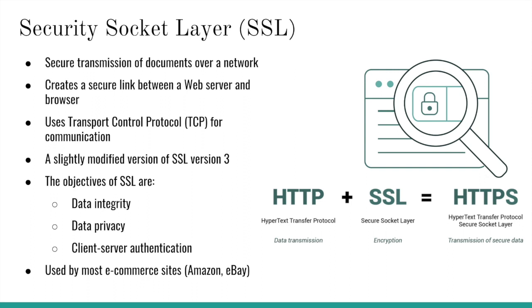The objectives of SSL are data integrity, where data is protected. Data privacy is ensured through a series of protocols, including the SSL Record Protocol, Handshake Protocol, and Change Cipher Spec Protocol. The SSL protocol uses standard cryptographic techniques to authenticate the client and server. An HTTP link secured with the SSL protocol is identified as HTTPS. It's used by most e-commerce sites like Amazon and eBay.